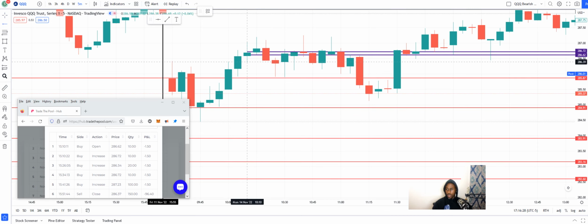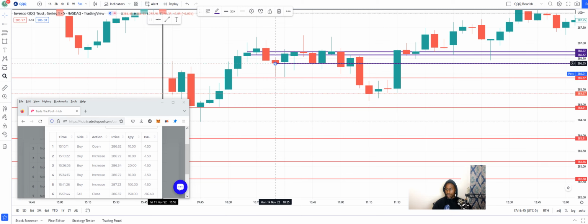28634. Is that on the same candle? No. That is 10 minutes after. So two candles after, 1, 2. No. So around this candle. So 28634.